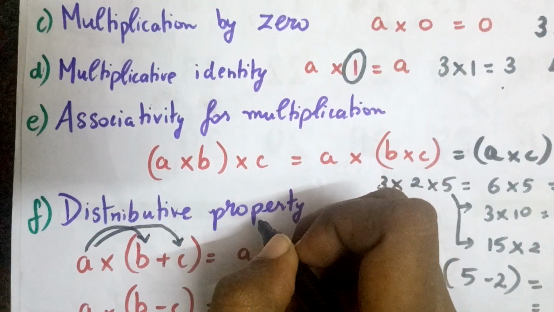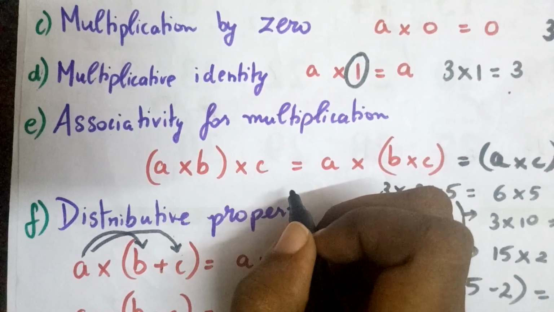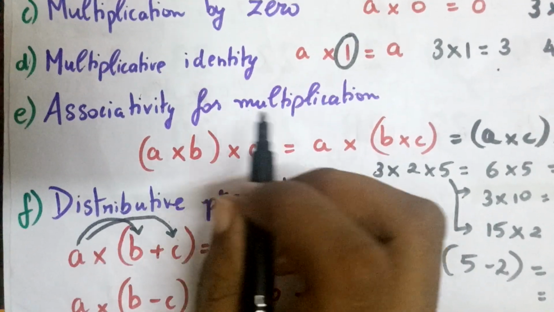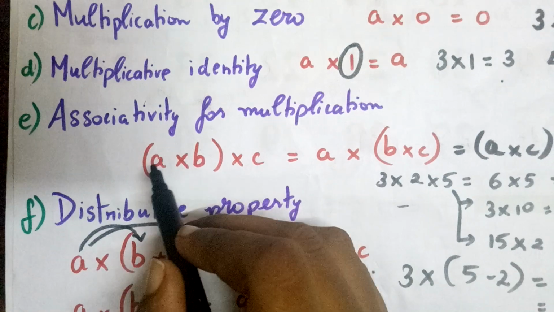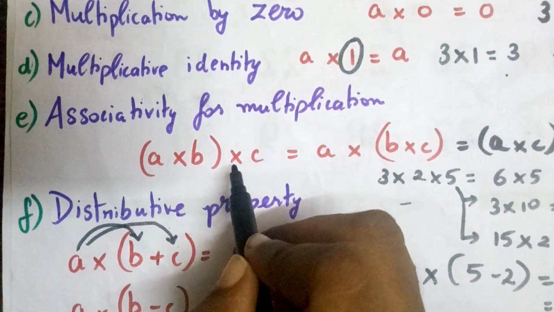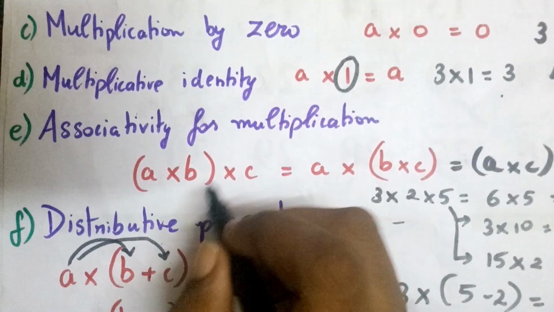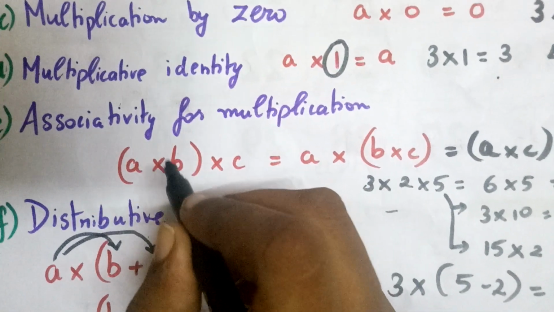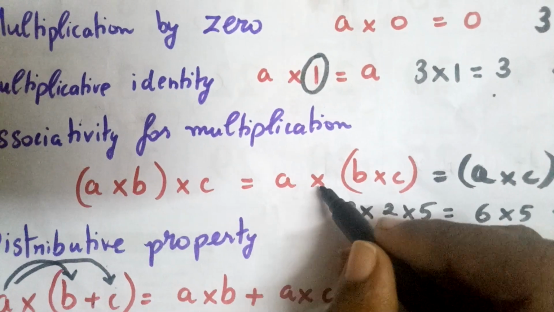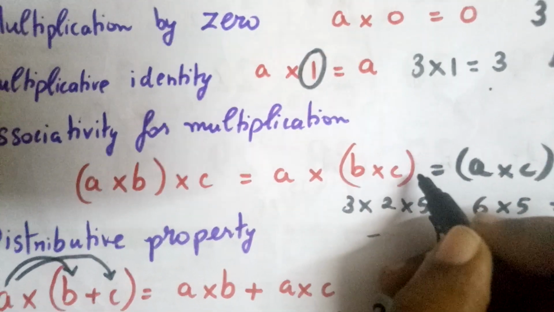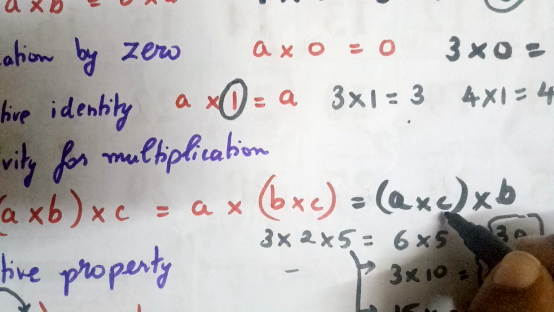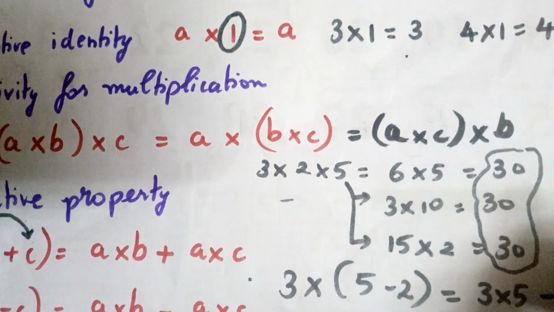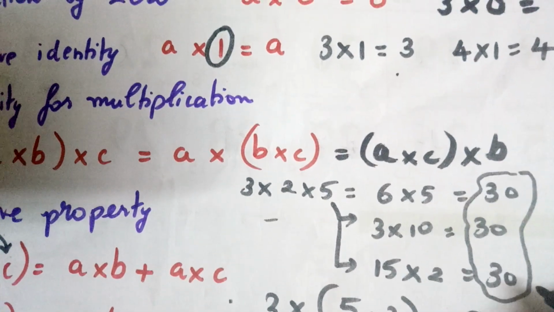Associativity for multiplication. If you have multiplication of 3 integers, you have to first multiply any 2 integers and then the third. Associativity involves that the order in which you multiply these integers can be anywhere. So the first order is a into b into c. You are first multiplying a into b. This can also be done as a into b and c first. This can also be like a into c and then b. The example is 3 into 2 into 5, where all the 3 methods give you the same result, that is 30.